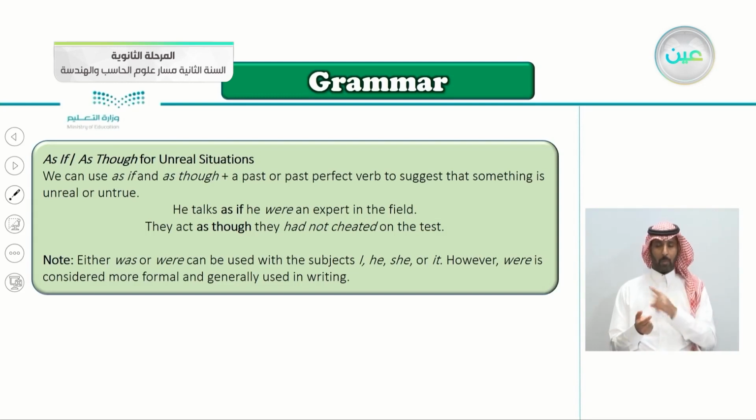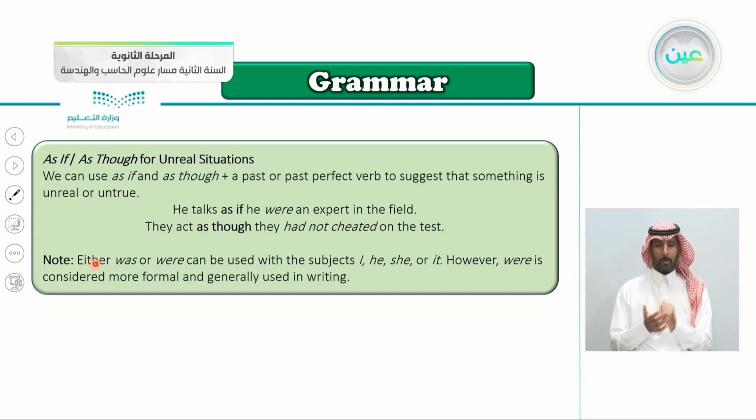Another example here: they act as though they had not cheated on the test. So you know that your friends cheated, but they don't know that you know, so they're acting normally. What do you say? They act as though they had not cheated on the test. The reality is that they had cheated, but they're acting. So this is untrue or unreal.